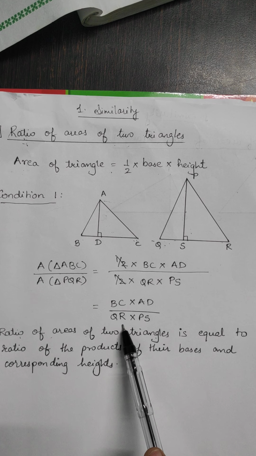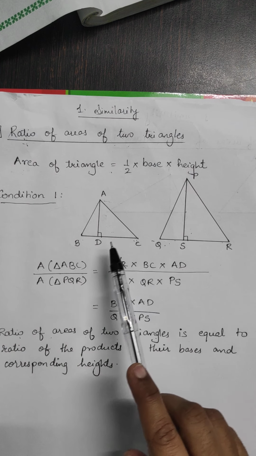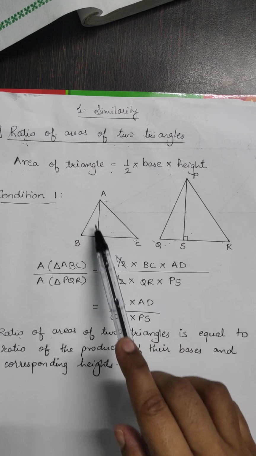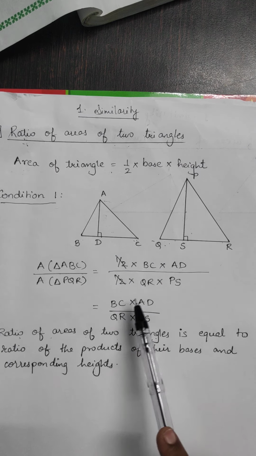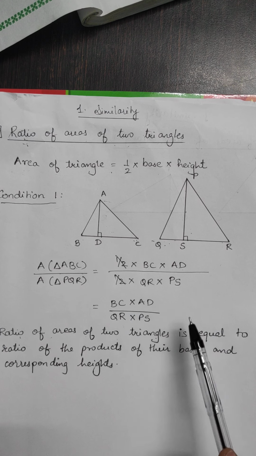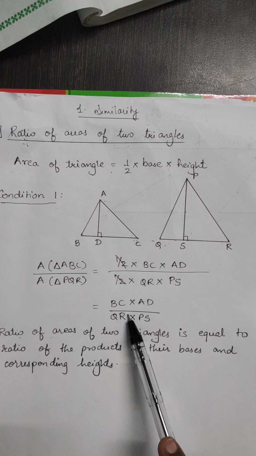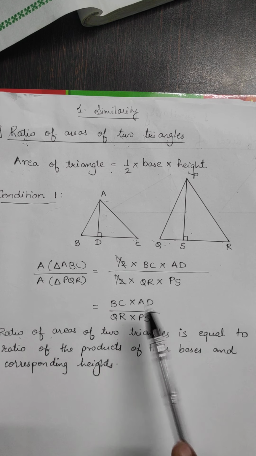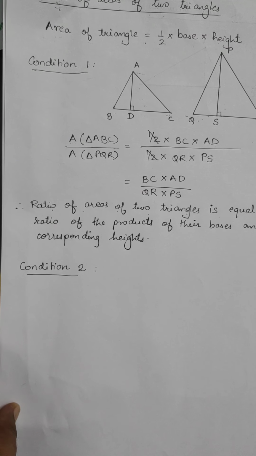In this very first condition, you all can see the two triangles are different. It means that the base and the height for both the triangles are different. So when we find the ratio of the areas of two triangles, it is equal to the ratio of the products of their bases and corresponding heights. Now let us see the second condition for the ratio of areas of two triangles.